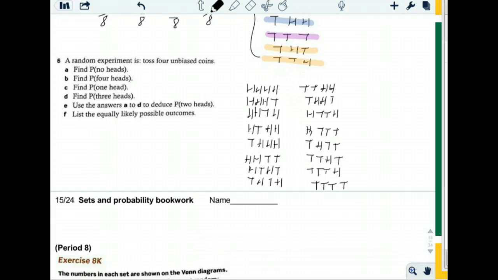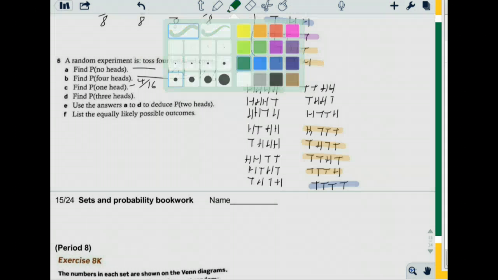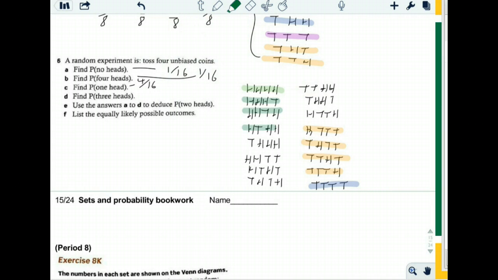Find the probability of no heads. So no heads would be just that one, so that would be 1 out of 16. Find the probability of 4 heads. 4 heads would be that one, so that would also be 1 out of 16. Find the probability of 1 head. Now there's several. It would be 1, 2, 3, 4, so it would be 4 out of 16. Find the probability of 3 heads. 3 heads would be 1, 2, 3, 4. Also 4 out of 16.